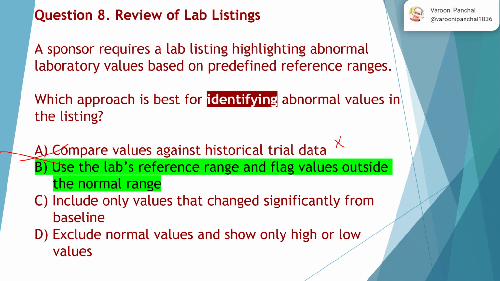Option C, include only values that change significantly from baseline. No, you have to include all the values. Exclude normal values and show only high and low values. No, even if you are presenting the shift tables, like how many patients deviated from normal to high or normal to low or high to low or high to normal, right? Those kinds of scenarios we need, especially in the shift tables. So hence the correct answer is option B. Use the lab reference range and flag values outside the normal range.